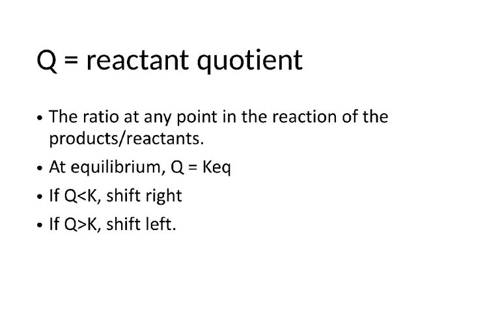And Q, you calculate the same way as you would calculate KEQ, except you use the concentrations for where you're at, not necessarily at equilibrium. So at equilibrium, Q is equal to KEQ. When you're not at equilibrium, if Q is less than K, you're going to shift right towards the products. And if Q is greater than K, we're going to shift left toward the reactants.